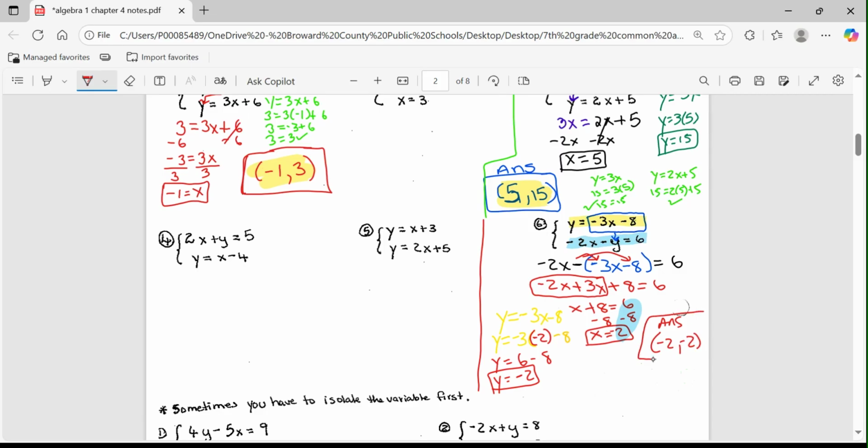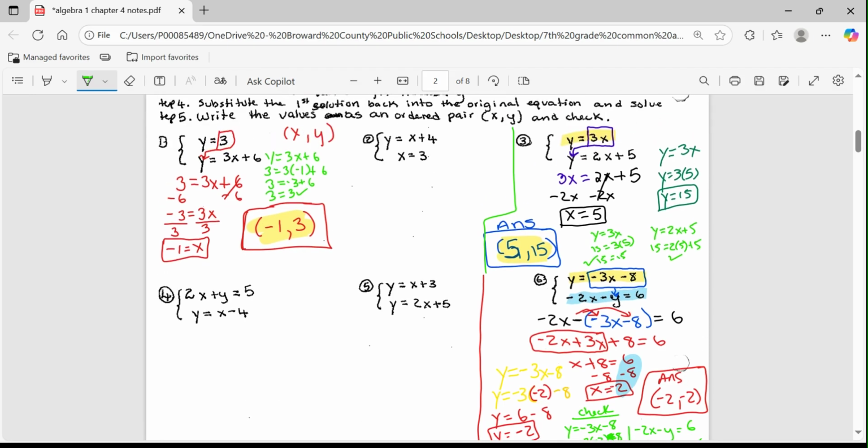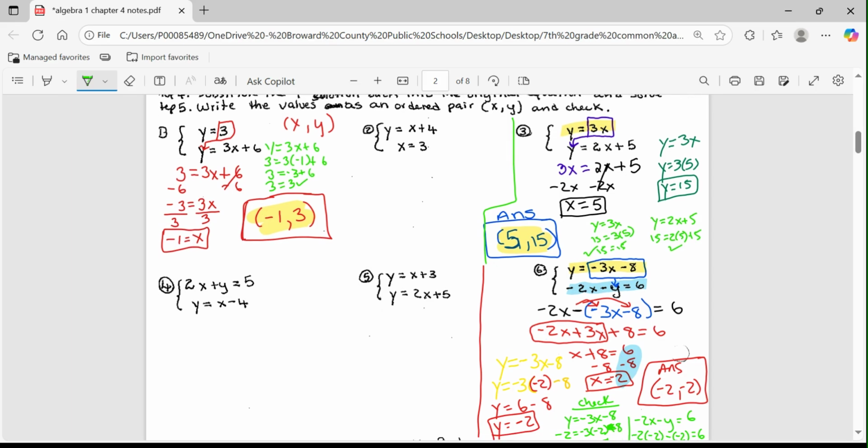But of course, I am also going to check it just to make sure. So let's go ahead and check it. And so now that we have checked it and it works out for both equations, I know my answer is correct. I know the actual solution then is (-2, -2). I want to give you a moment to just try out 2, 4, and 5. I want you to pause, see all the other ones, and try out 2, 4, and 5.